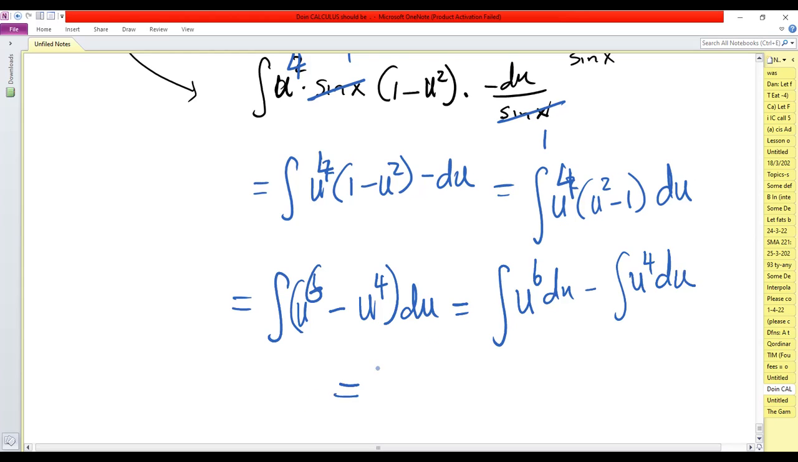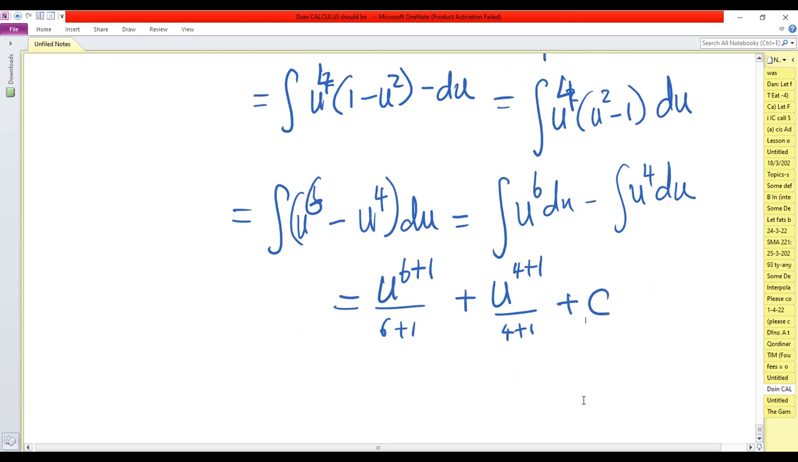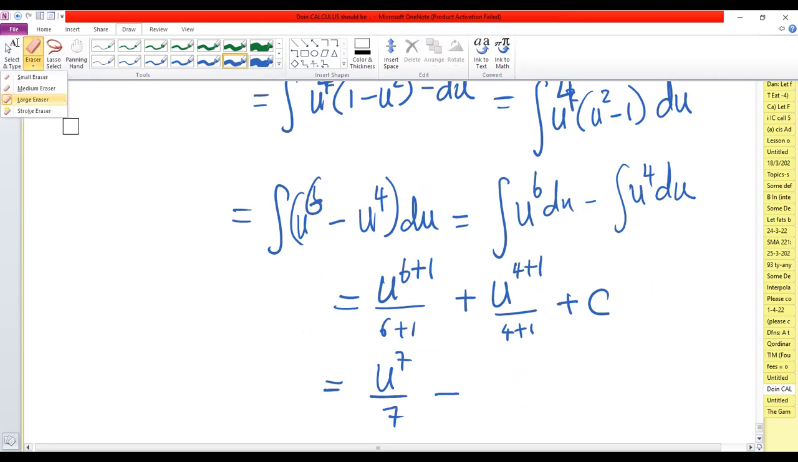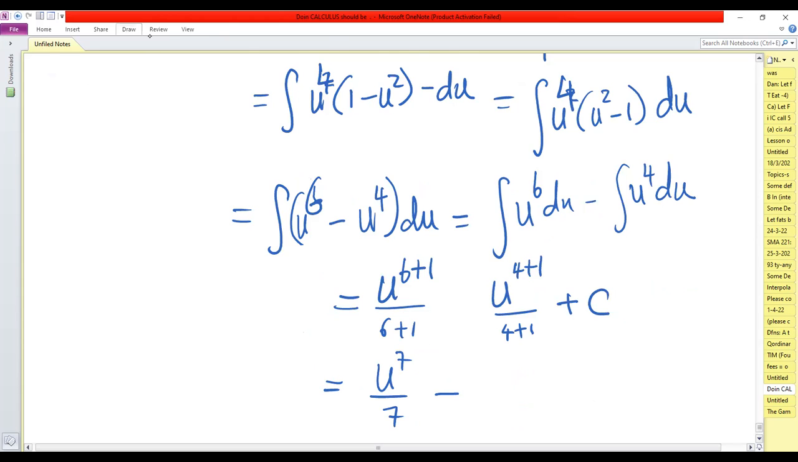Now, using the power rule of integration, we'll have u power 6 plus 1 over 6 plus 1, minus u power 4 plus 1 over 4 plus 1, and then plus a constant of integration c. Now, 6 plus 1 is 7, so we'll have u power 7 over 7 minus u power 5 over 5, and then plus c.